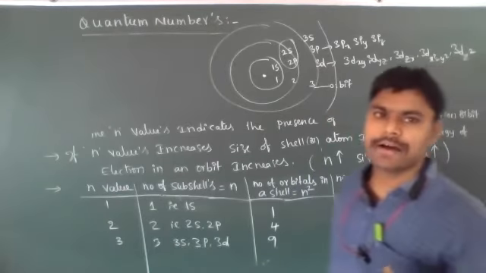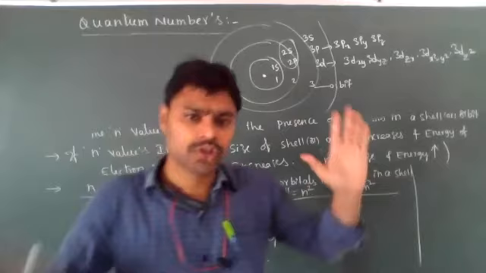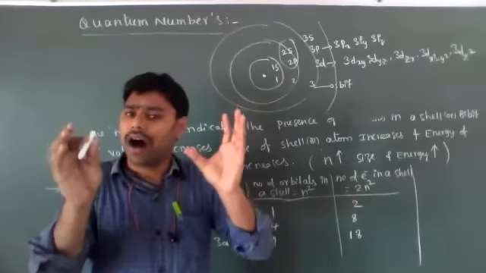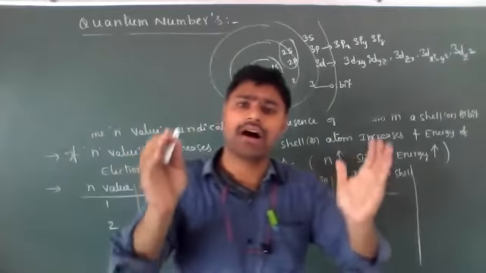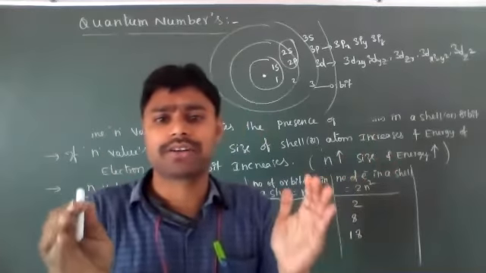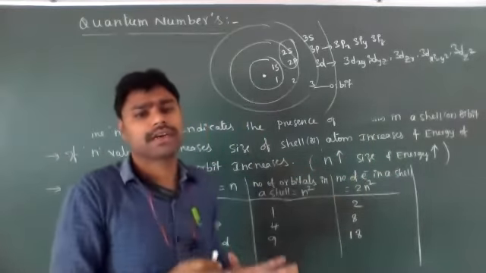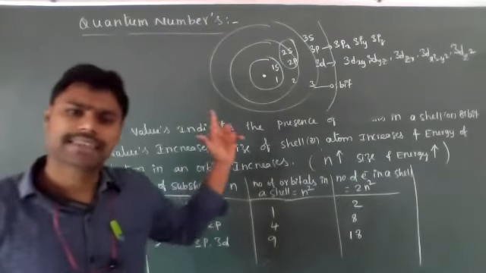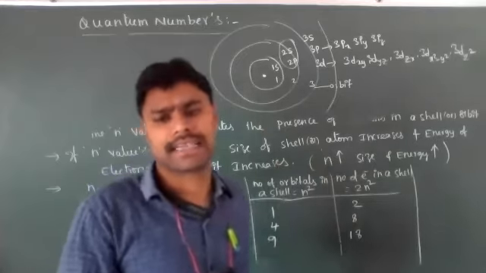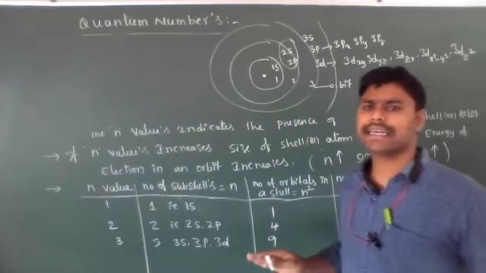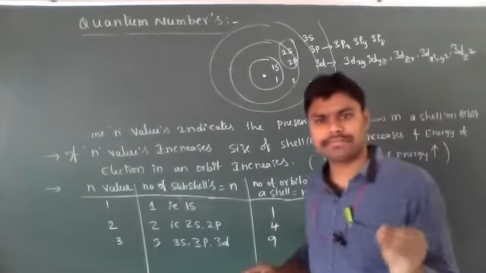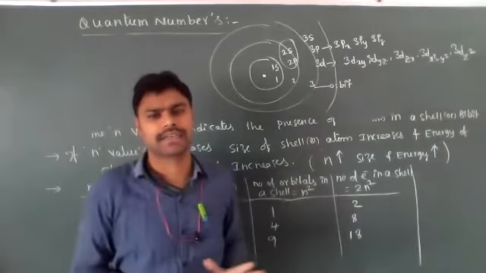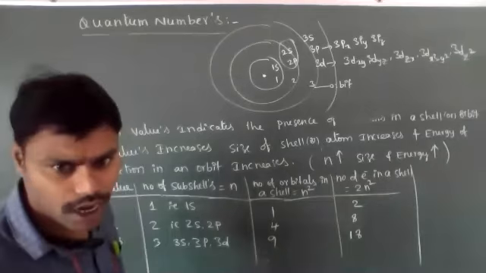So this is about the principal quantum number. Mainly, the principal quantum number explains the size of an orbit or shell and the energy of electrons present in an orbit. Generally, as n values increase, size increases and energy increases. n means principal quantum number. Those values start from 1, 2, 3, 4, 5, 6 like that. Okay students, I hope you understood all.